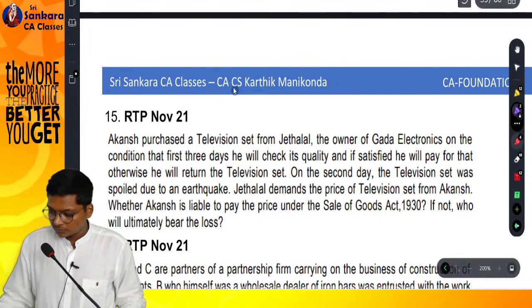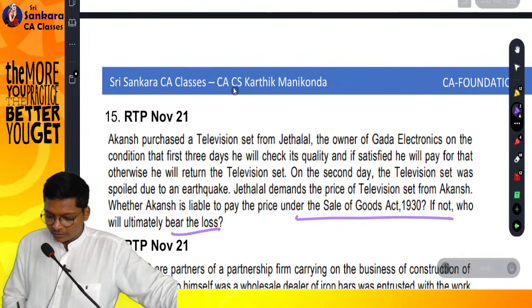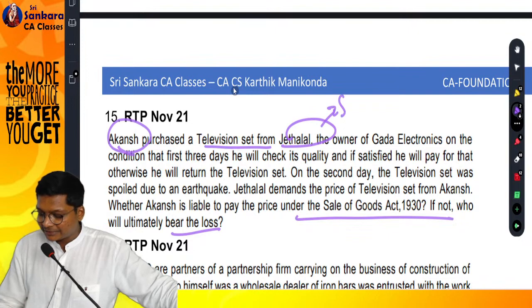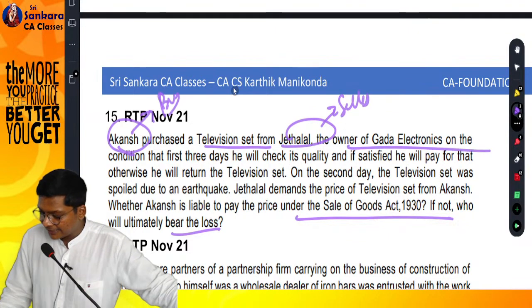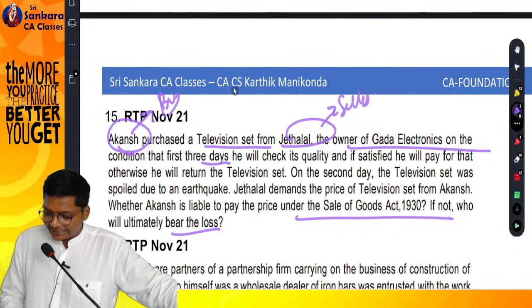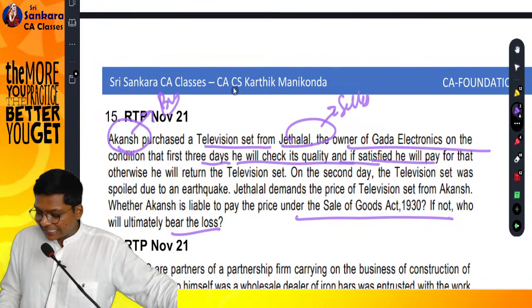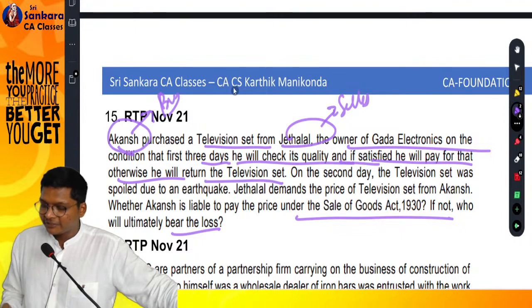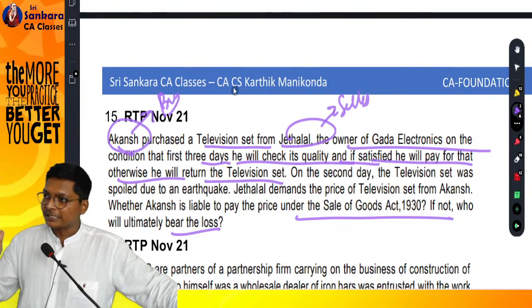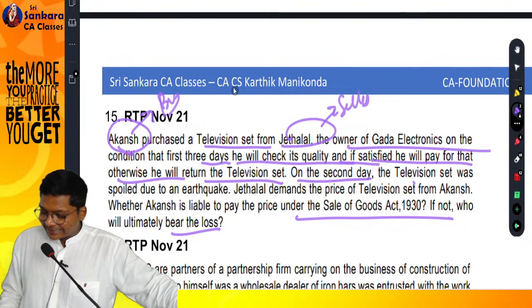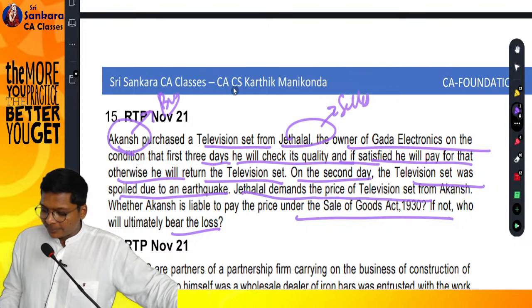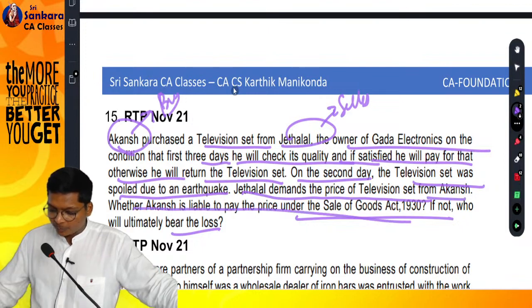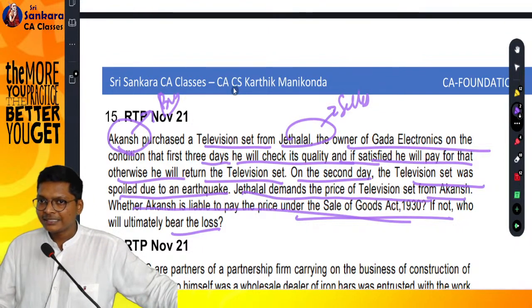What's the answer? Is he liable to pay? Akash purchased a television from Jeet Lal. Jeet Lal is the seller, Akash is the buyer. Jeet Lal is the owner of Gada Electronics, on the condition that for the first 3 days Akash will check its quality. If satisfied, he will pay for it. Otherwise, he will return the television set. Sale or return basis, approval basis. On the second day, the television set was spoiled due to an earthquake. Jeet Lal demands the price from Akash. Is Akash liable to pay?